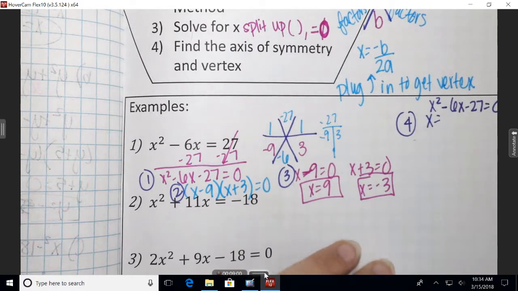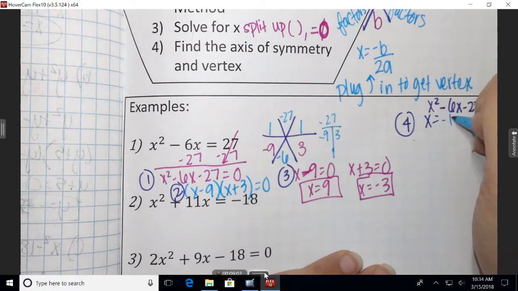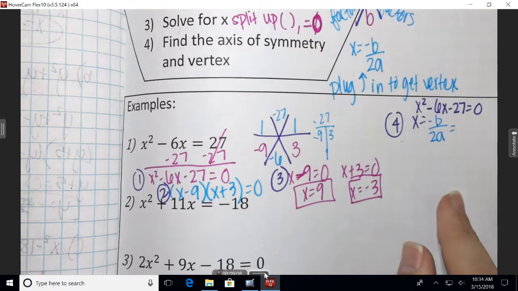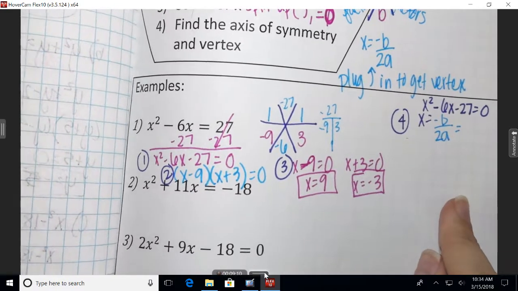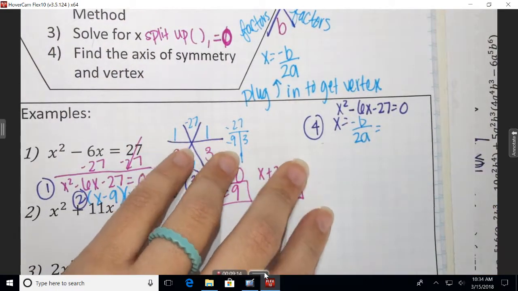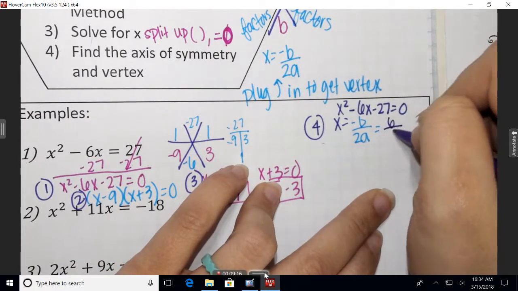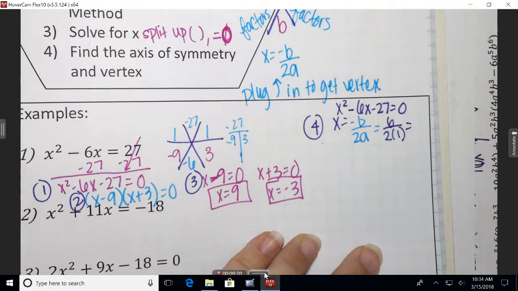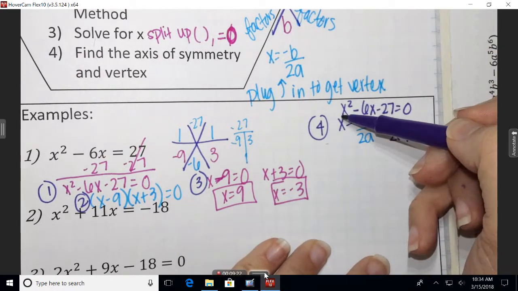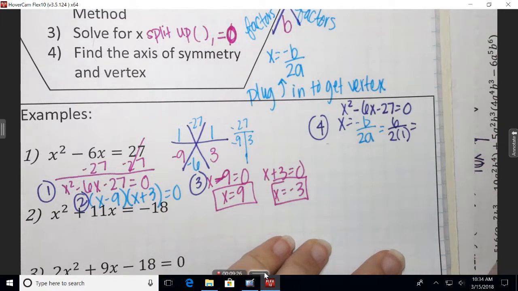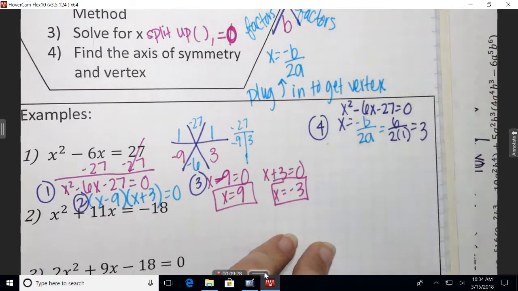All right. So it's the opposite of b divided by 2 times a. What is our b here? Our b is negative 6, and then the opposite of negative 6 is? Good. Take a point. And then it's 2 times 1. Where did I get 1 from? In front of the x squared. All right, what's 2 times 1? 6 divided by 2? 3.